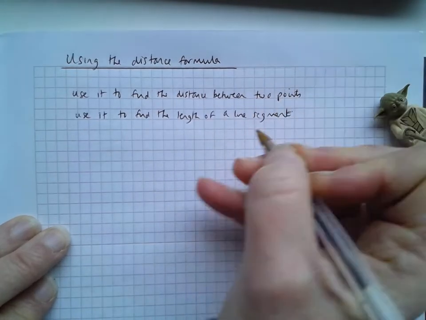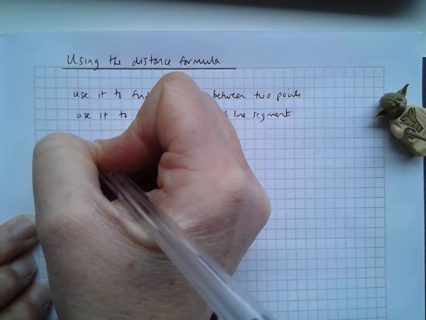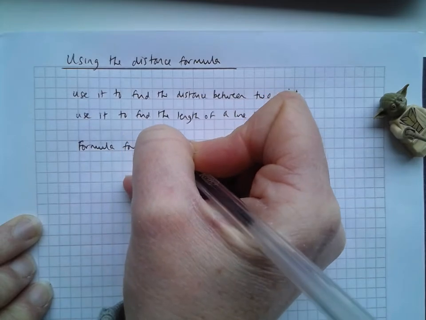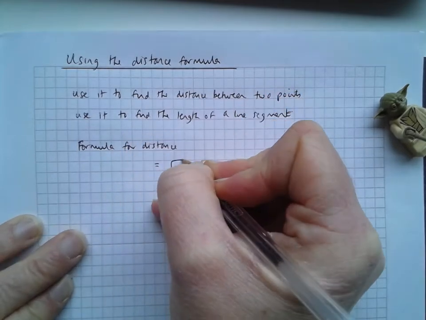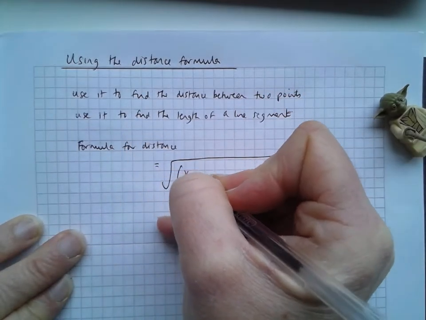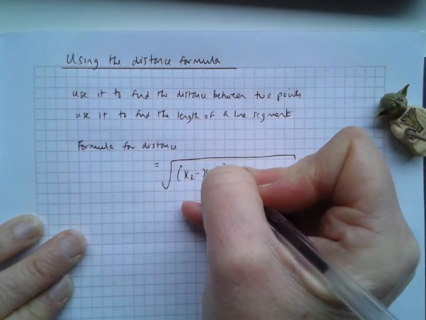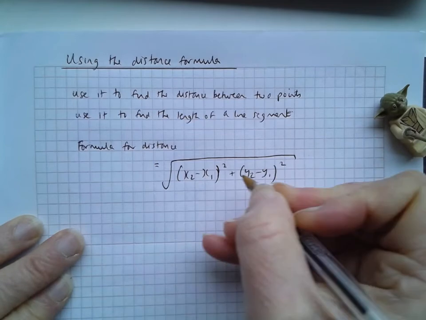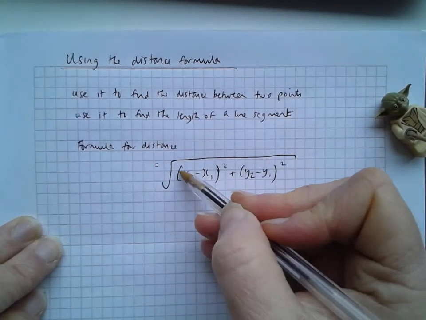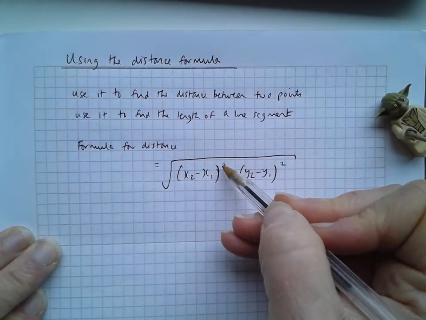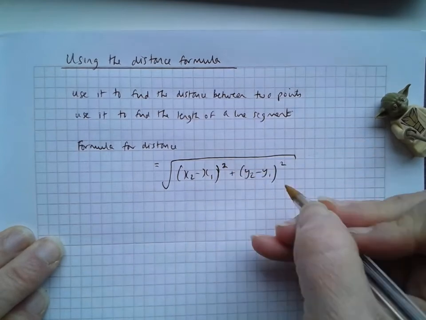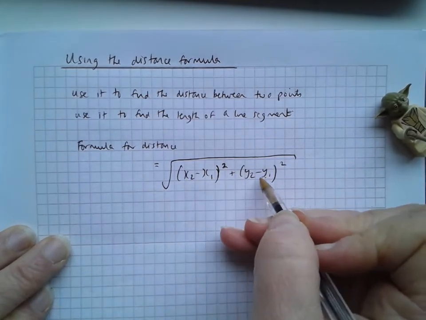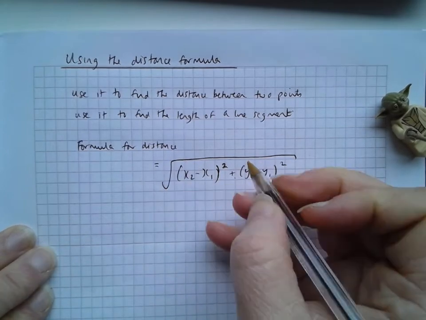So let's remind ourselves of the formula. The formula for distance equals, and it's from your maths tables, it's based on the theorem of Pythagoras, but we won't worry about that for now. So it's the square root of x2 minus x1 all squared plus y2 minus y1 all squared. So we do everything in the brackets first, add them together, and then find the square root.